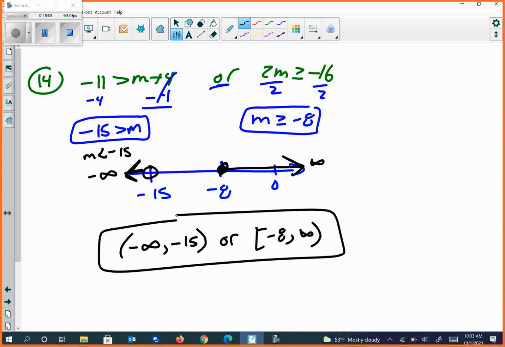You have to have both. You want them both. Okay. May I move on to number 15? Good.